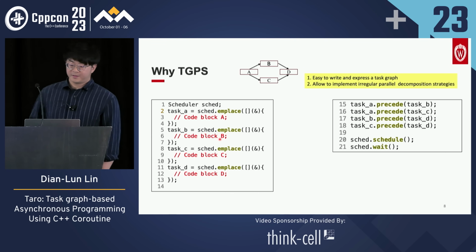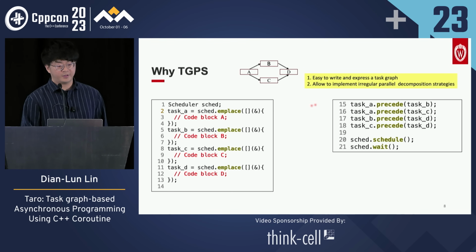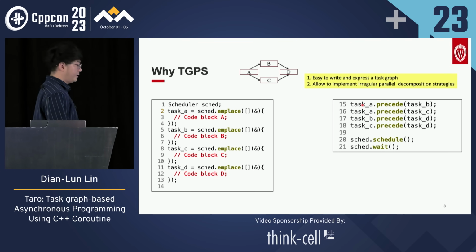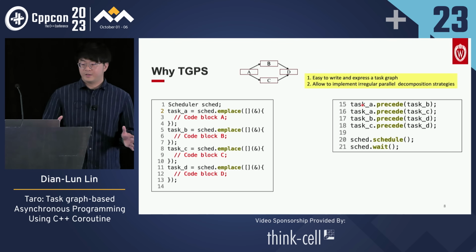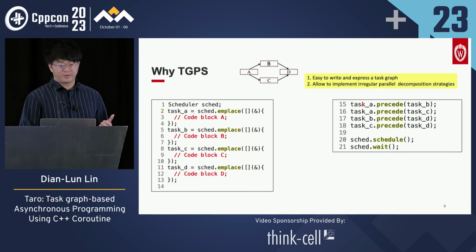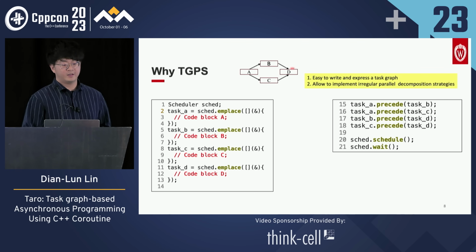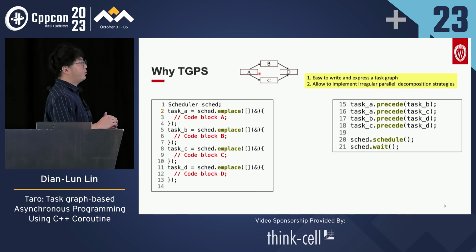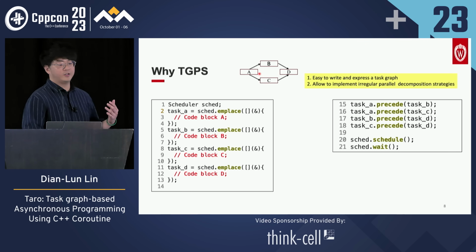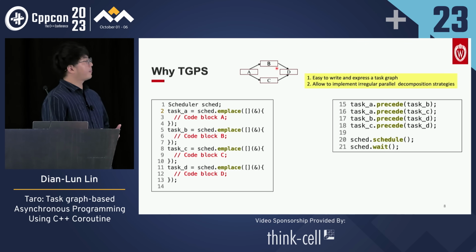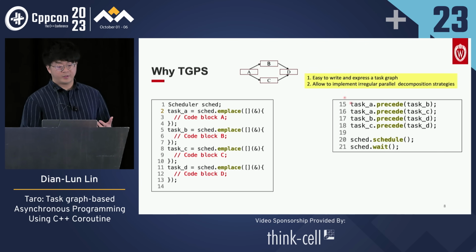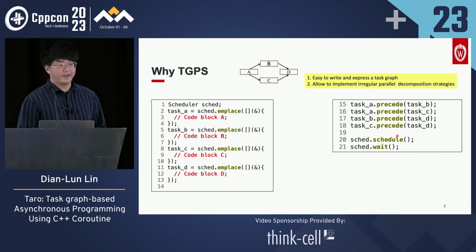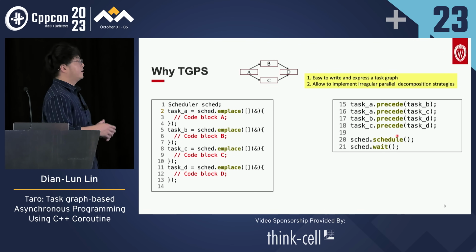To define the dependencies, what we can do is to define a dependency between two tasks. So here, task A dot precede task B, meaning that we execute task A, and we need to finish task A before the scheduler executes task B. And finally, we schedule the task graph and wait until all the tasks are finished.